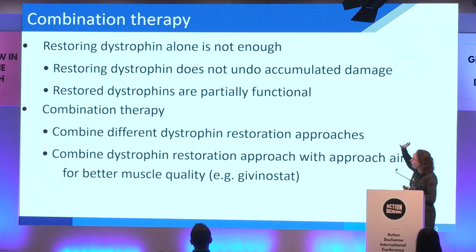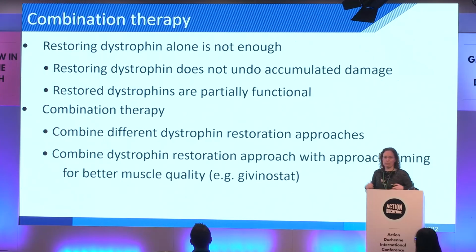So, dystrophin restoration is not enough. I mentioned the accumulated damage. With time, the muscle is damaged. So you need to also target the muscle damage. So what most likely will happen is a combination therapy. One to restore the dystrophin, but then also another one to improve muscle function, or maybe multiple ones.